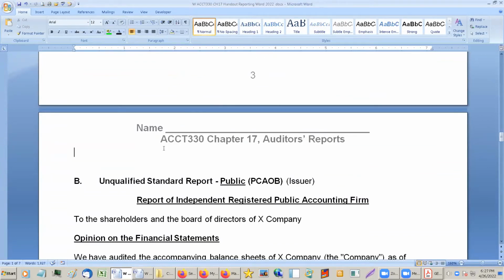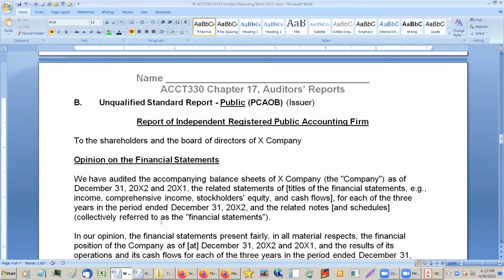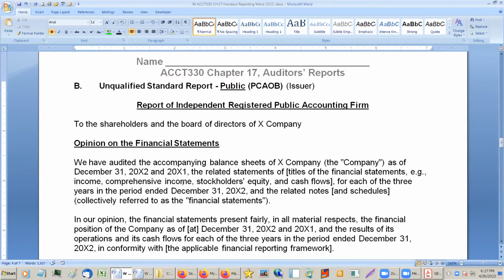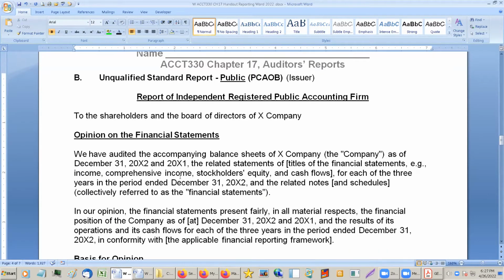Okay, now we're going to go to the PCAOB report. This is on page 4. You'll notice it says registered accounting firm.